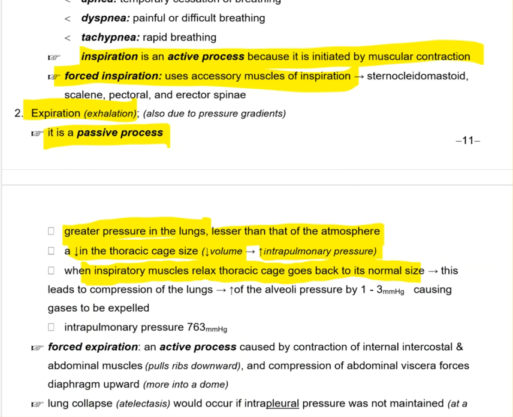When the muscles relax and the thoracic cage decreases, it compresses the lungs, increasing the alveoli pressure by about 1 to 3, and this causes the gas to be expelled. So generally, that intrapulmonary pressure for a short period of time is 763 until enough gas leaves and we get down to 760 again, and now we're equal with the external atmospheric pressure.